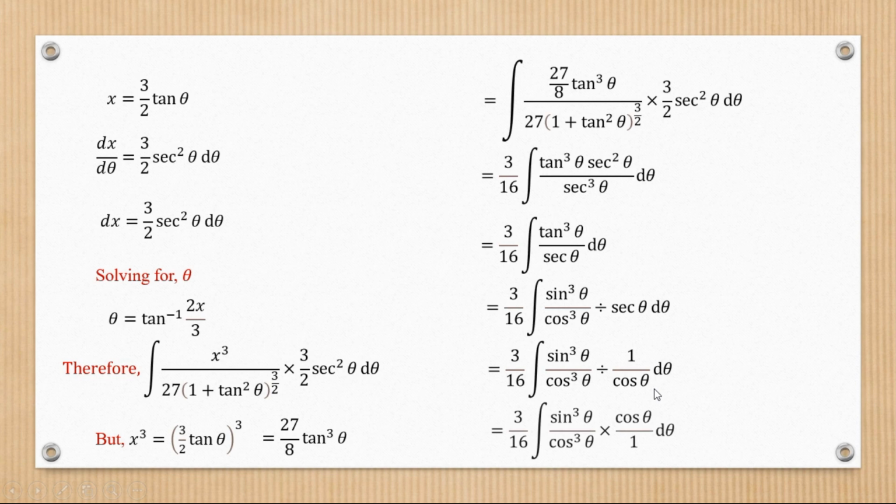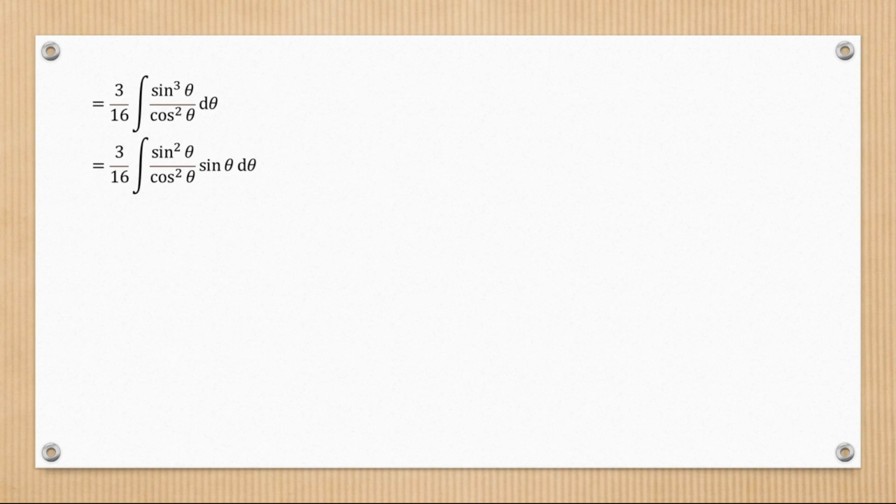So now this is the same as, when you change this into a multiplication sign, I'll have it as sin cubed theta over cos cubed theta times cos theta over 1. I can say this and this reduce, and then I'll be left with sin cubed theta over cos squared theta d theta. Now I also know that this sin cubed theta can also be the same as sin squared theta times sin theta. So now this is what I end up having right here.